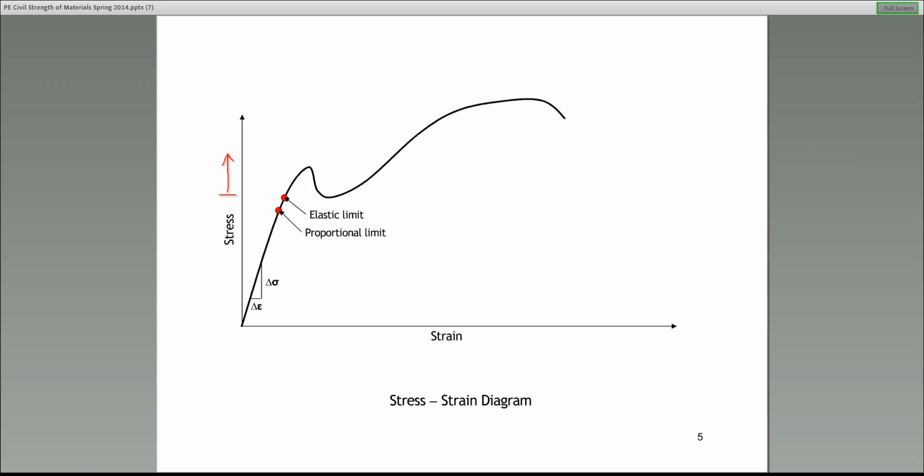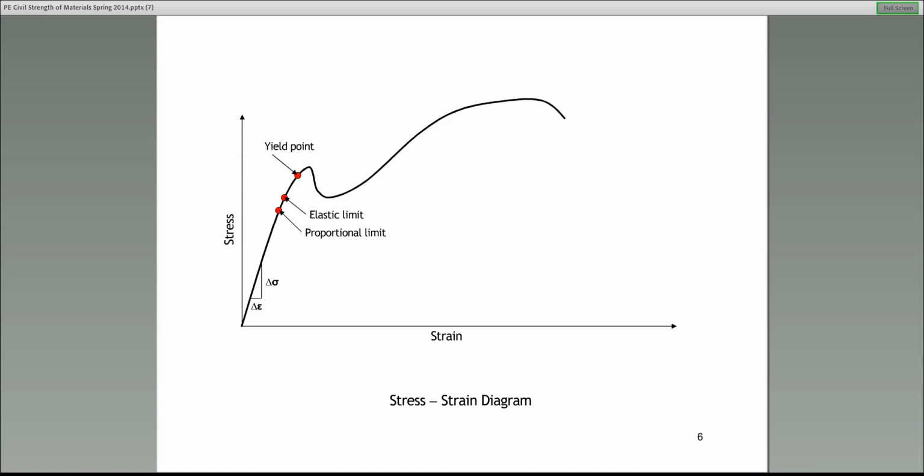However, if you place a load on the material, it causes some deformation, let's say some change of shape, and then you remove the load, but the material does not go back to its original shape. In other words, some of the displacement remains. That is called inelastic or plastic behavior.